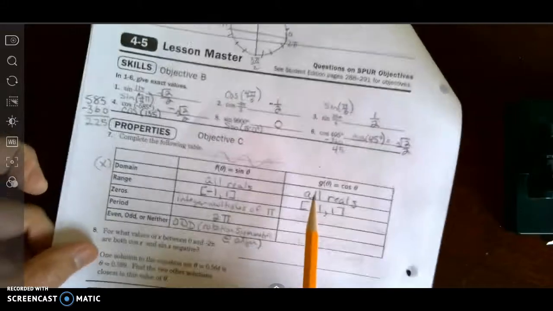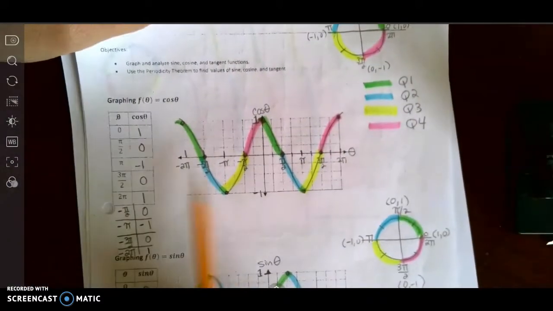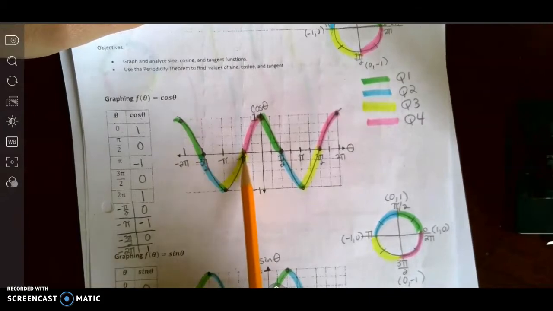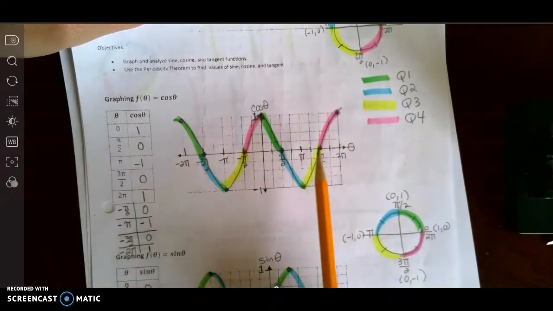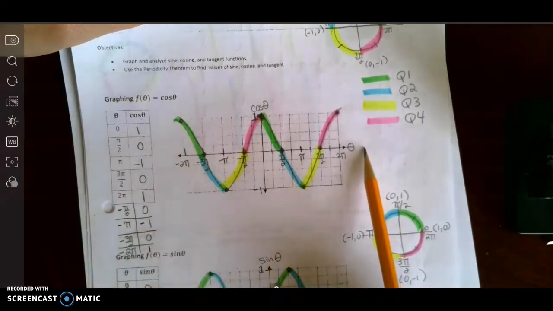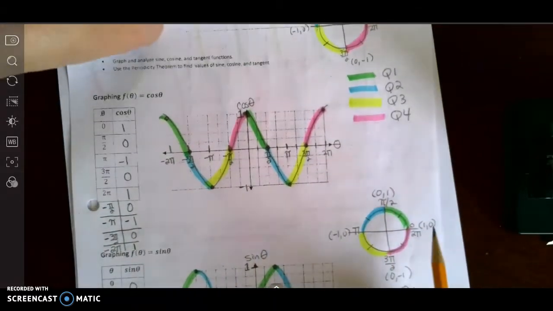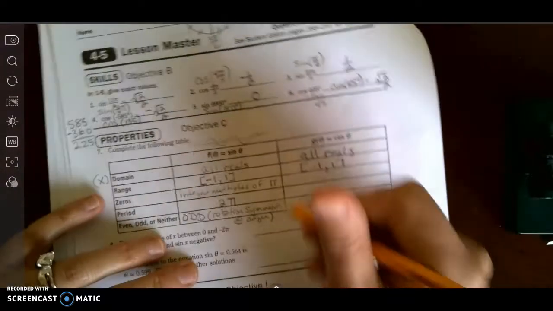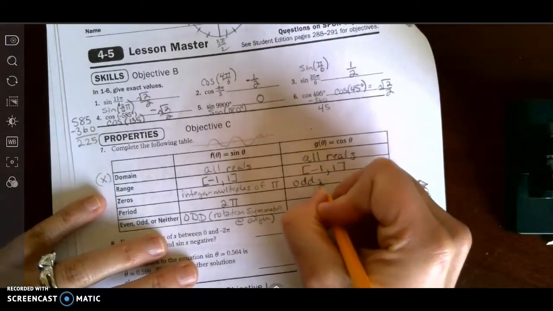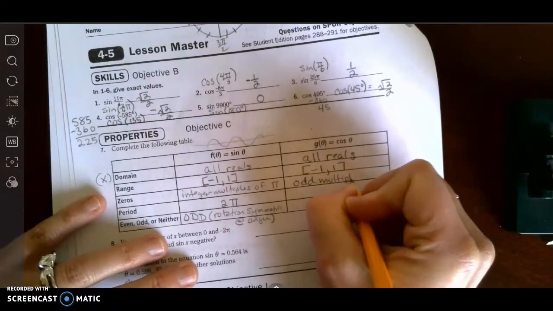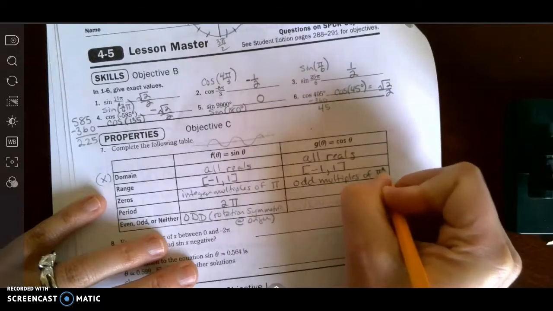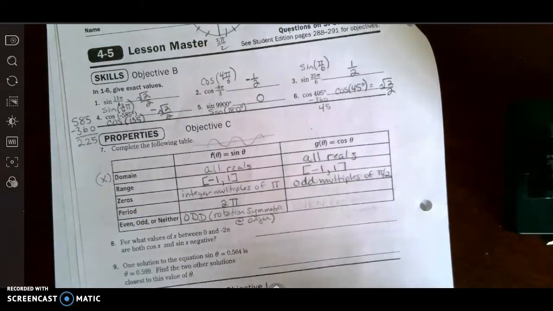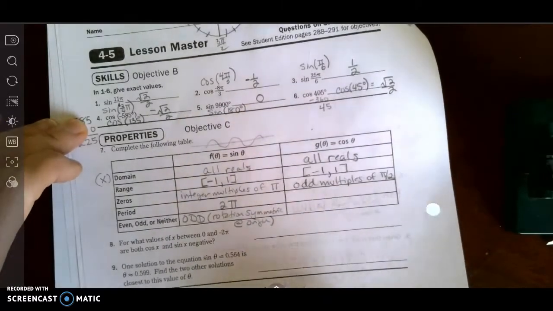Okay. The zeros. We're going to go ahead and look at that graph again. Let's look at the zeros. -3 pi over 2, -1 pi over 2, 1 pi over 2, 3 pi over 2. The next one will be 5 pi over 2, 7 pi over 2. So all the odd multiples of pi over 2. So odd multiples of pi over 2.